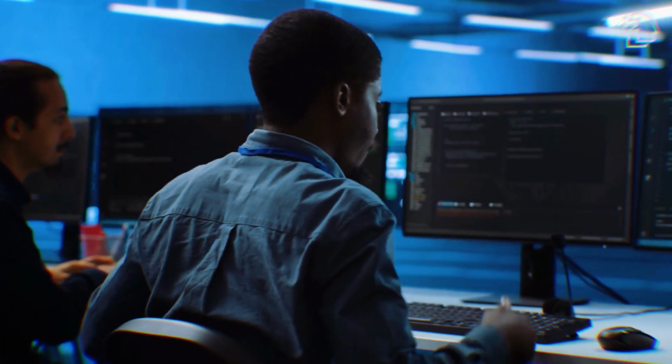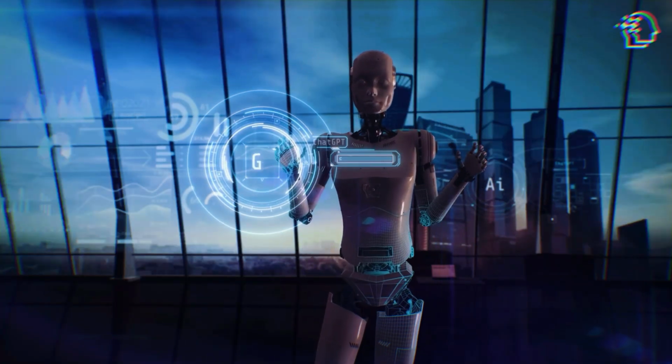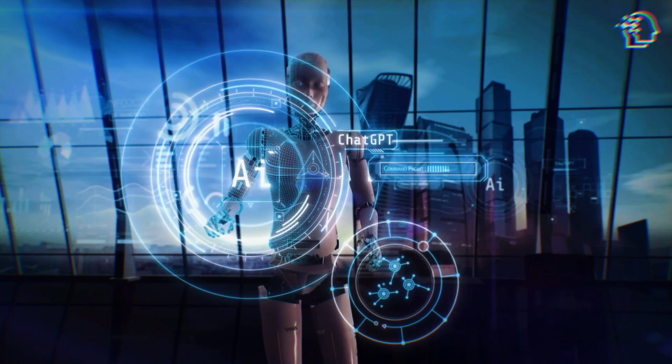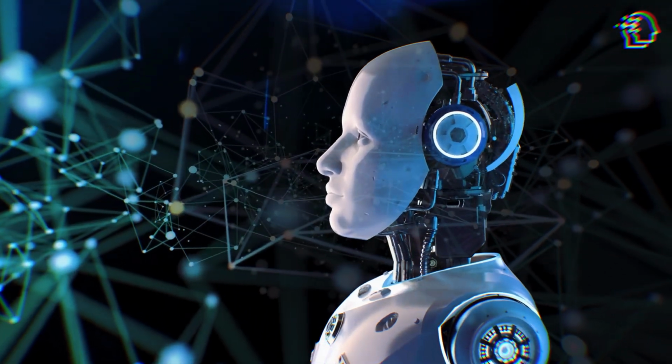While a lot remains under wraps, the excitement around Strawberry is palpable. It's a major step toward making AI not just smart, but truly intelligent. Stay tuned as we keep an eye on this fascinating development.